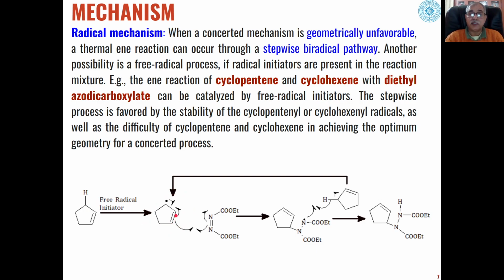And then this free radical formed will react with diethyl azodicarboxylate to give us this type of free radical, and this will then react with another molecule of cyclopentene, and we will get this type of product formation. This is called the radical mechanism for ene reaction.